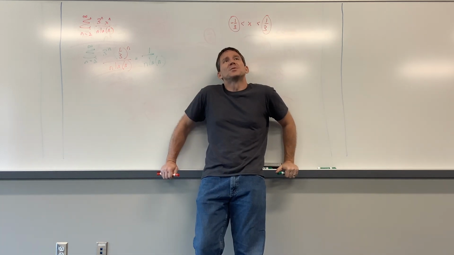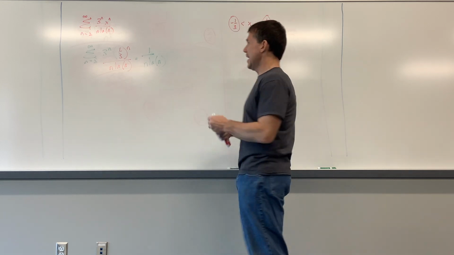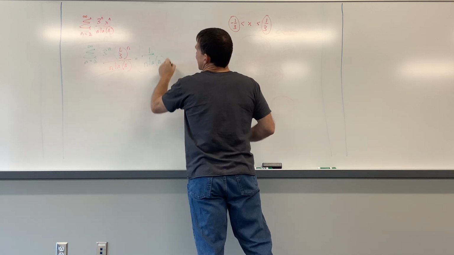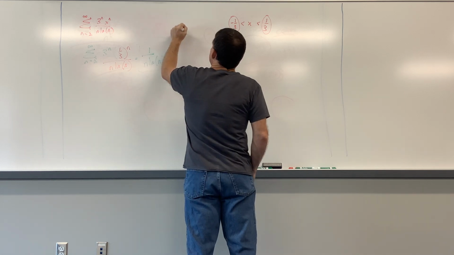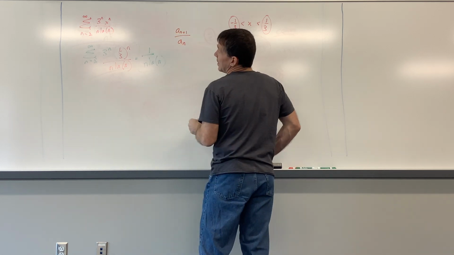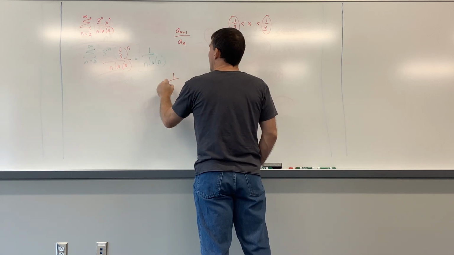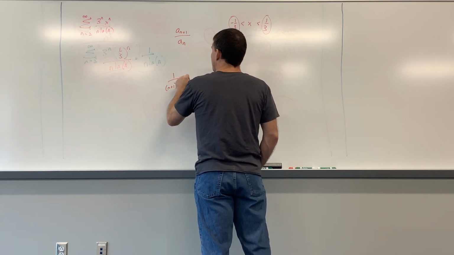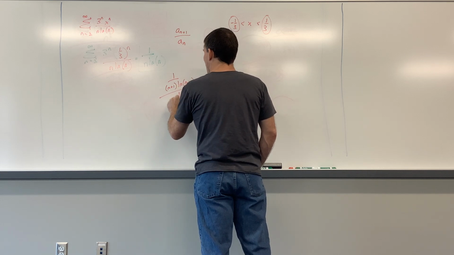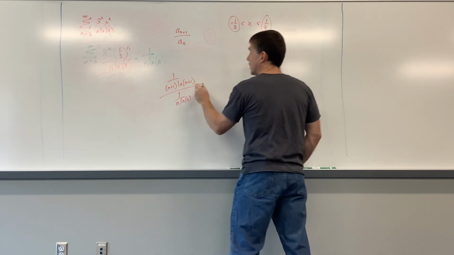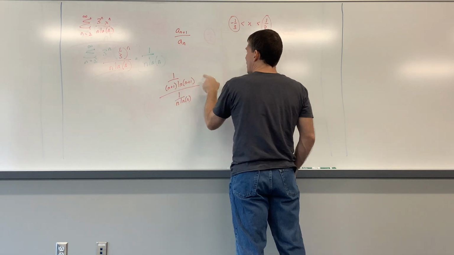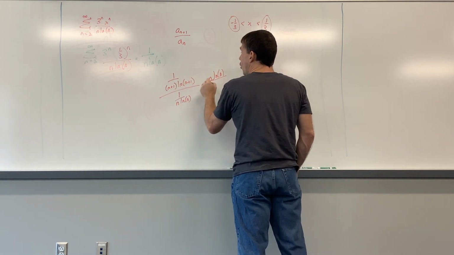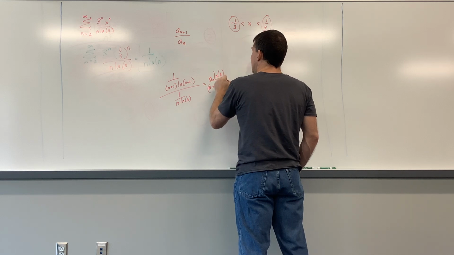Which test could you actually use for that? If we apply the ratio test to this series right here, my markers are dying. Look at a sub n plus 1 over a sub n. Then I would get 1 over n plus 1 ln of n plus 1, over 1 over n ln of n. Simplify that, flip everything around, and I get n ln n over n plus 1 ln of n plus 1.